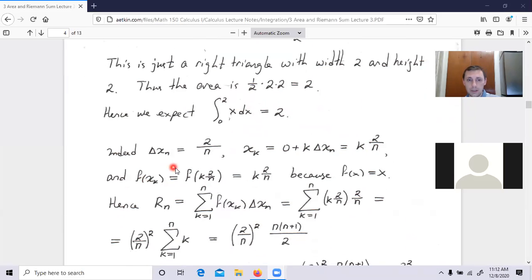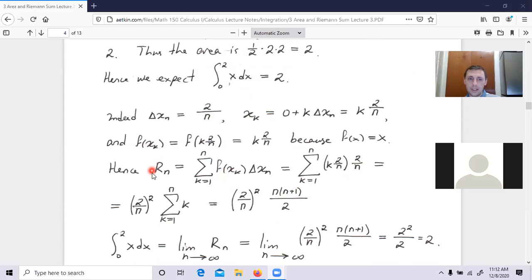And the function is f of x equal to x. So whatever you apply it to doesn't change the input. So f of k times 2 over n is k times 2 over n. So I have this right-hand sum. The summation is from 1 to n, f of xk delta xn. This means I erect n rectangles.